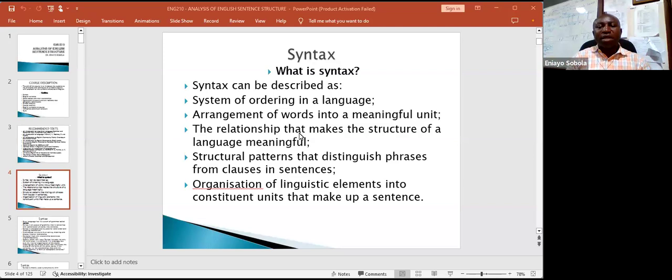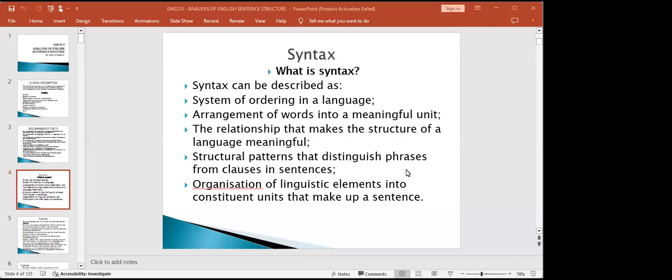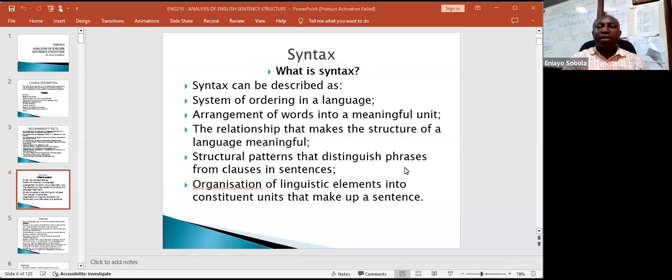Aside from that, another point you can take concerning syntax is that it has to do with structural patterns that distinguish phrases from clauses in sentences. It will help you to understand that this is a phrase. A phrase is different from a clause, because you cannot be talking about a phrase and be talking about subjects and predicates. Rather, the phrase will give you something like head word and modifier.